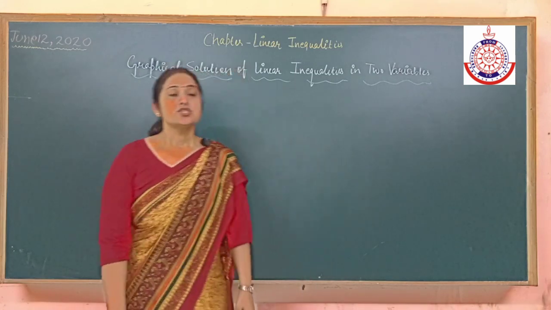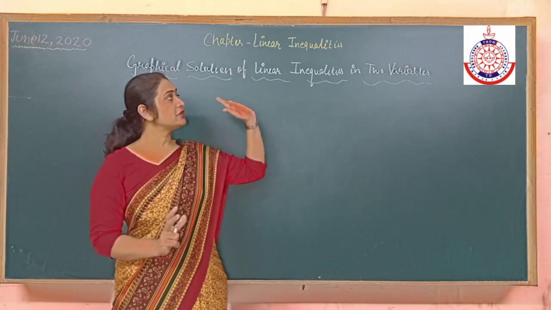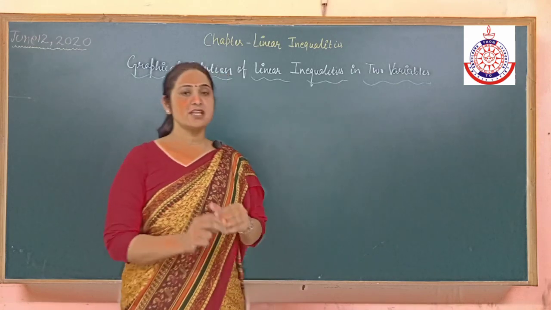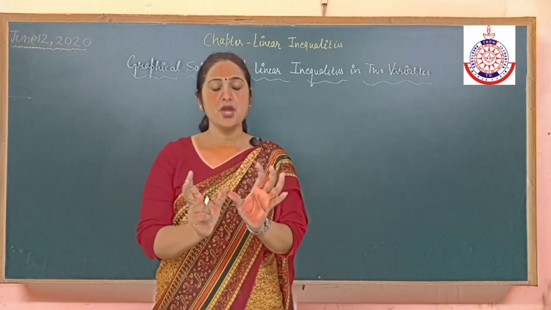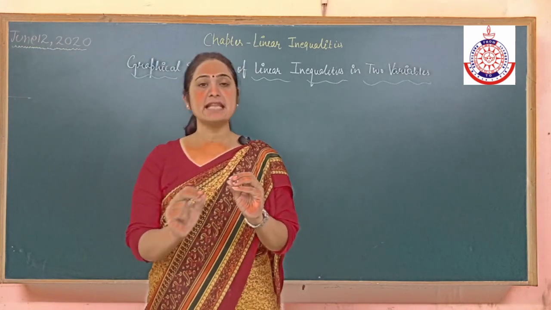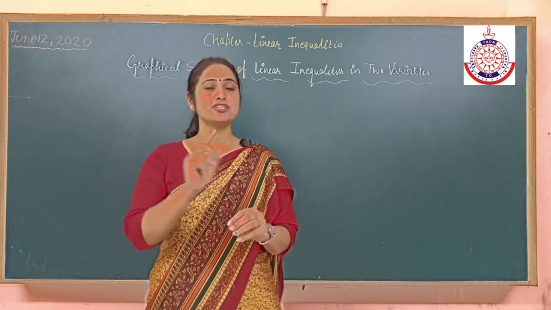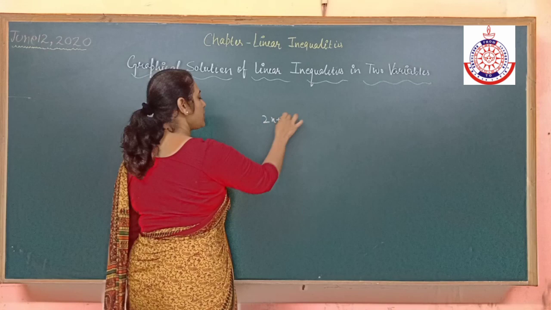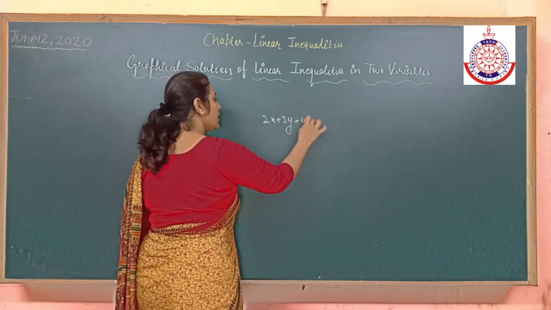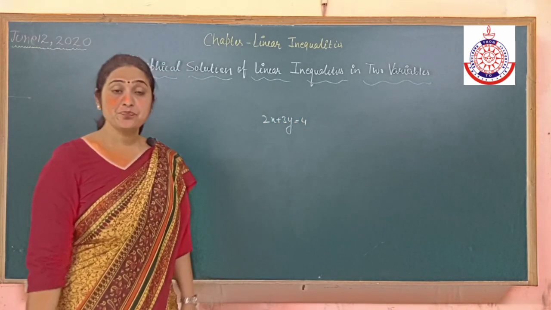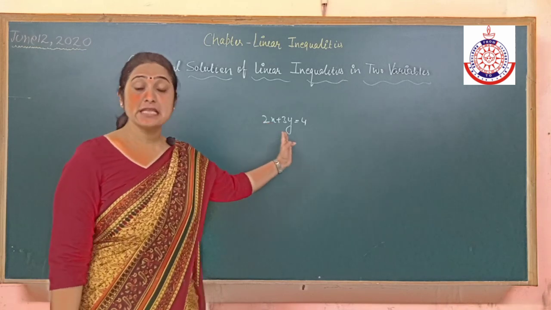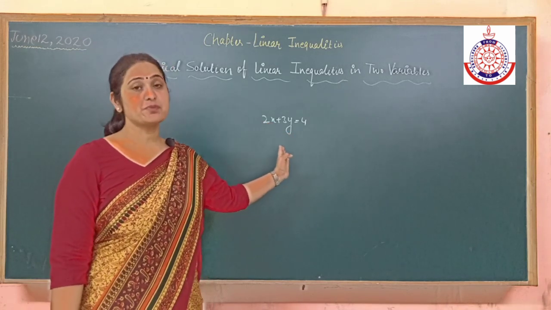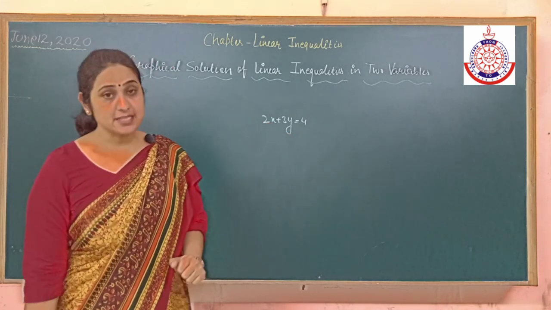If I remove the word inequalities, and there is some expression which has two variables and is linear, suppose I say 2x plus 3y is equal to 4. What does it represent? It represents a straight line in a Cartesian plane.